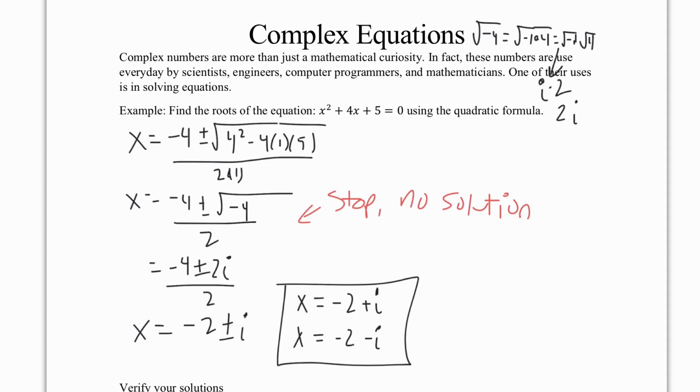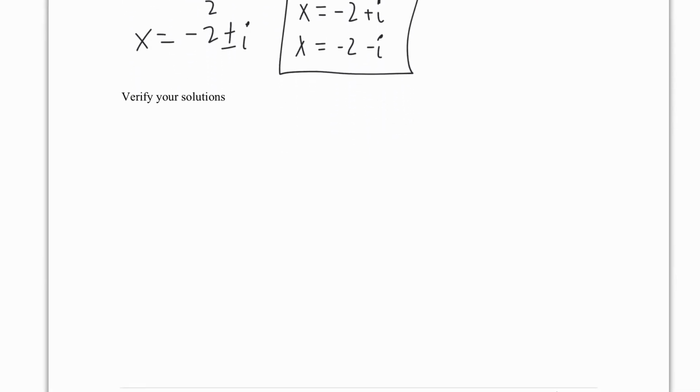So what we're going to do is verify that these are solutions. Remember in math, we can verify something, we can test something. If these are solutions, then if we plug them in, they should give us 0. So let's try plugging it in. Let's take x squared. We'll do the first one here. So negative 2 plus i, squared, plus 4 times x, and then plus 5. Apparently this should give us 0.